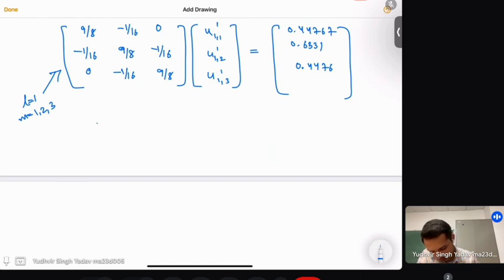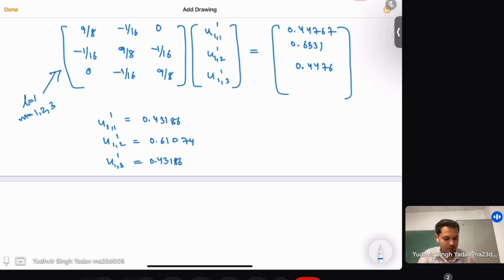So then the solution will be obtained as u1 comma 1 is equal to 0.43186, u1 comma 2 is 0.61074, and u1 comma 3 is 0.43186.